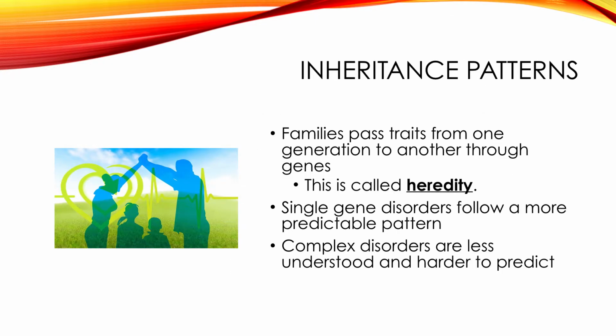Now let's talk about inheritance patterns. Families pass their unique genetic code down from generation to generation, which is called heredity. This is why family history is often referred to as the best genetic test. If a family member has a certain genetic code, there is a chance that code may be passed on to their children. Some genetic disorders are passed on in a predictable pattern because they only involve one gene. However, other disorders are much more complex and can involve many different genes. Hypertension is one of these disorders.